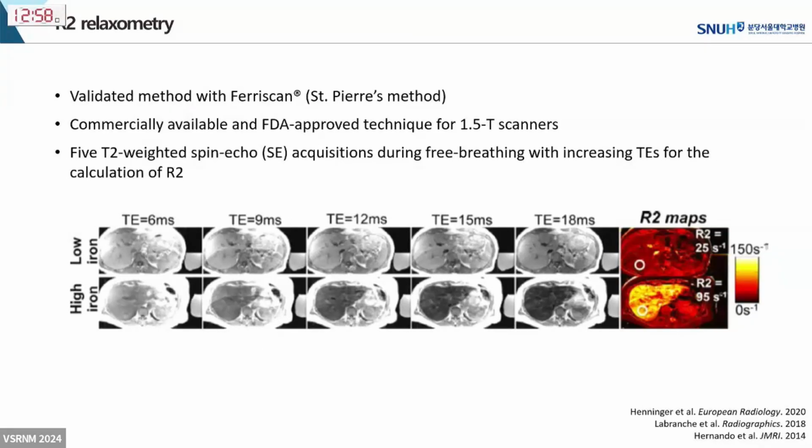I'll start with R2 relaxometry. R2 relaxometry is a well-validated measure known as FerriScan, and it adopts St. Pierre's method. It is commercially available and the only FDA-approved technique for 1.5 Tesla scanners. To calculate the R2 value, it requires five T2-weighted spin echo sequences during free breathing with increasing TEs.